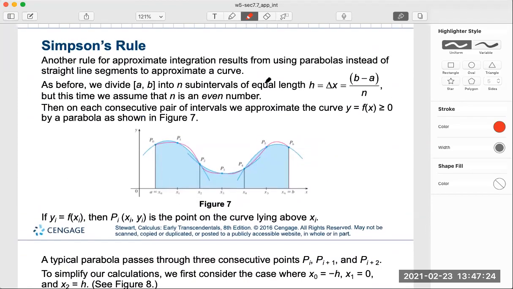And here is another rule to approximate integrations. It's called Simpson rule. Suppose h is delta x, which is (b minus a) over n, where n is the number of the rectangles or the intervals.